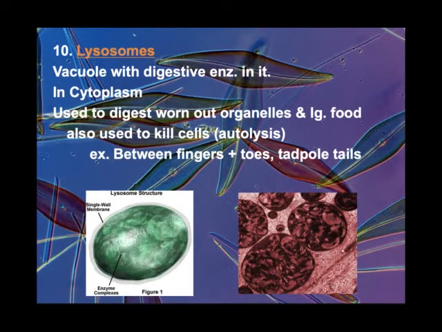When you were a little baby inside your mom, you had webbed fingers all the way up to the ends, and then the lysosomes broke open, and you end up with spaces between your fingers and toes.